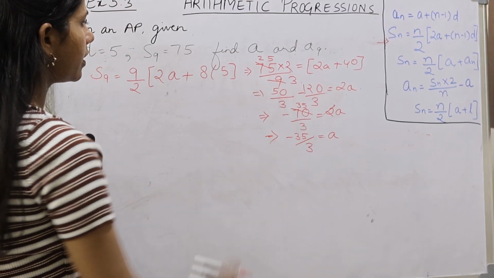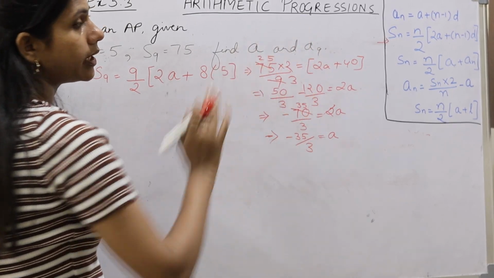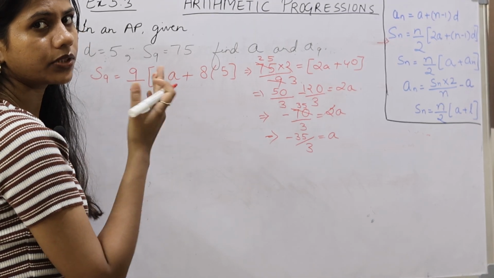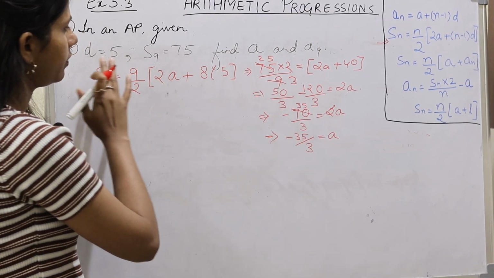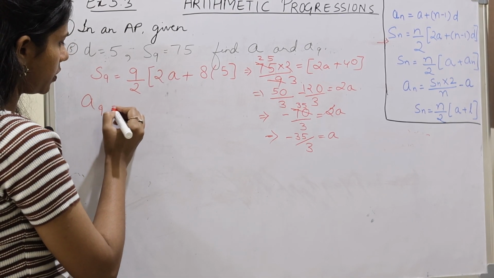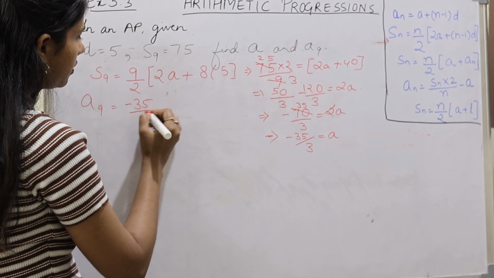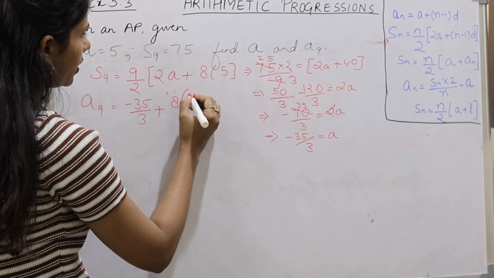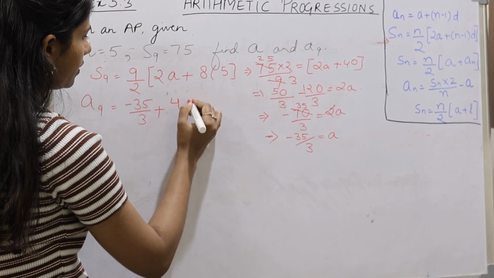Okay. So now we have found A and we have to find A9. See, whenever we have to find any nth term, what we need is the value of A, D, and we should know the value of n which we have to find. So now we have A, we have D. We can find A9, yes. So A9 equal to, what's the value of A here? Minus 35 by 3 plus (n minus 1), 8, D, 5. So 8 into 5, 40.